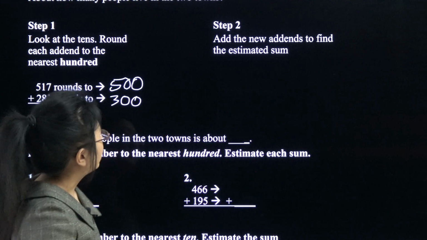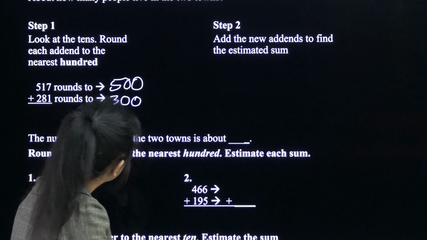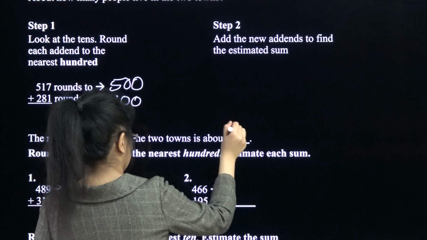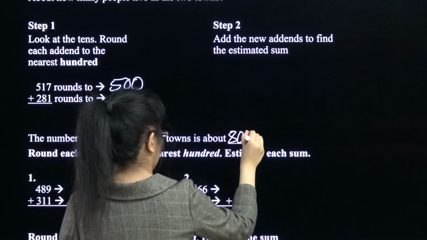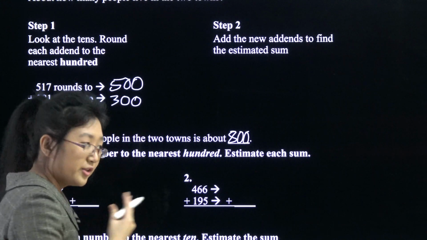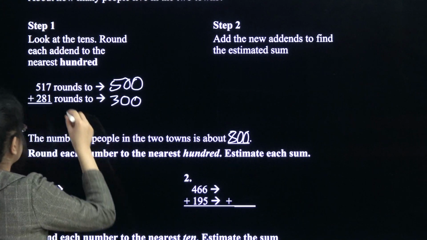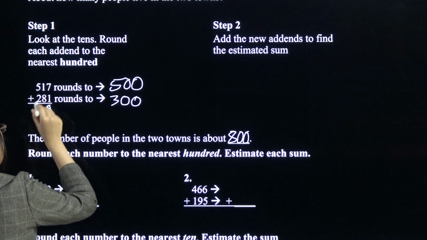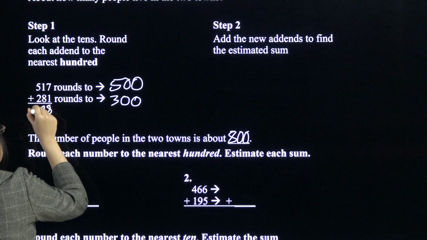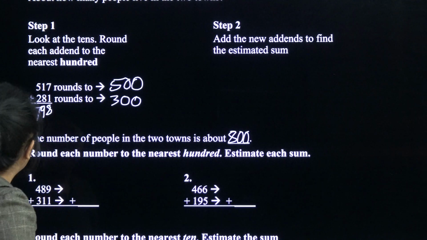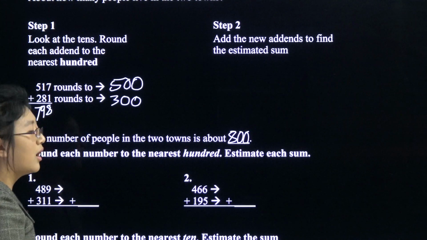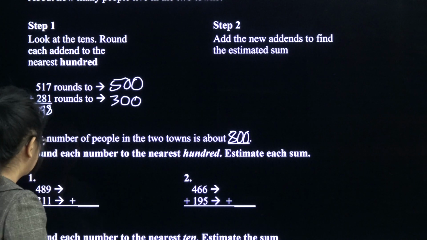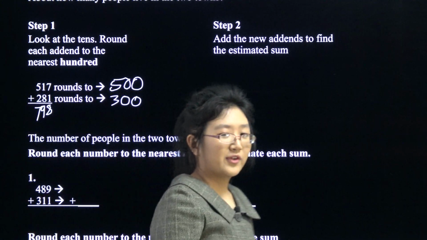Now we add them to find the estimated sum. 500 plus 300 equals 800. So the number of people in the two towns is about 800. Now I'm going to do a check, just to show you guys. 7 plus 1 equals 8. 1 plus 8 equals 9. 5 plus 2 equals 7. 798 is 2 off from 800. I say we're pretty close. So let's do the next few questions.